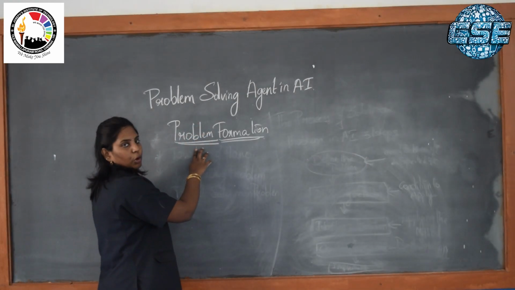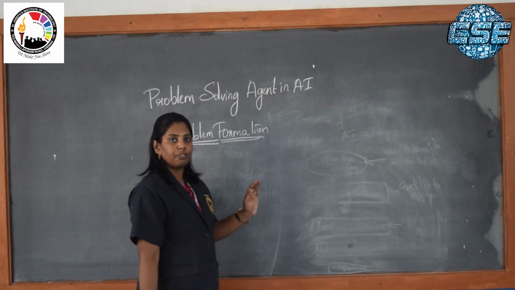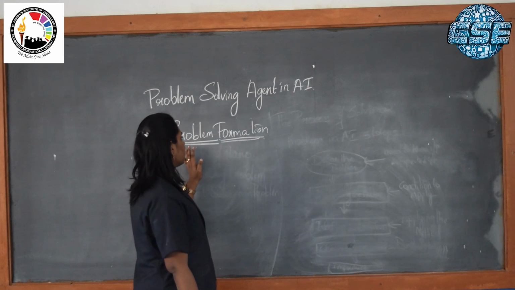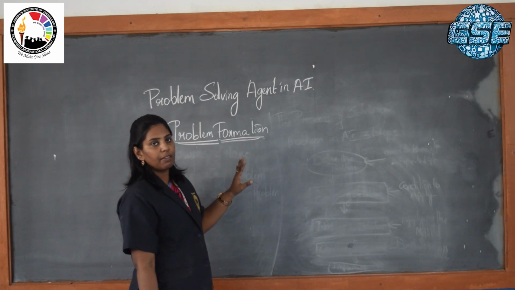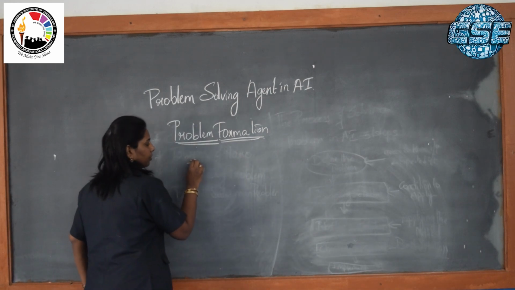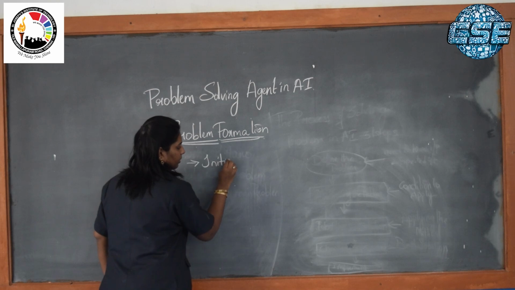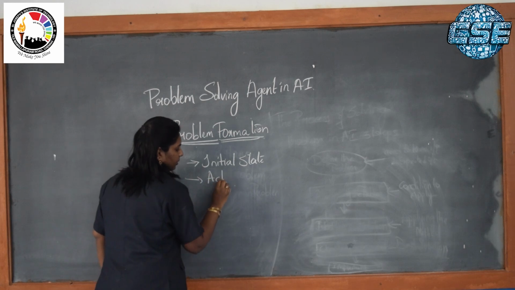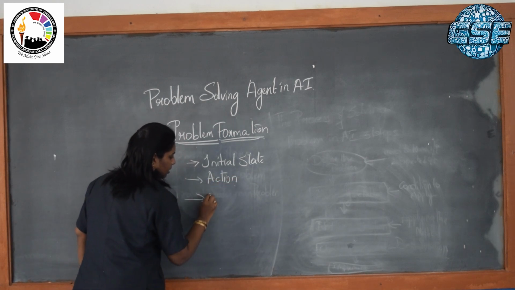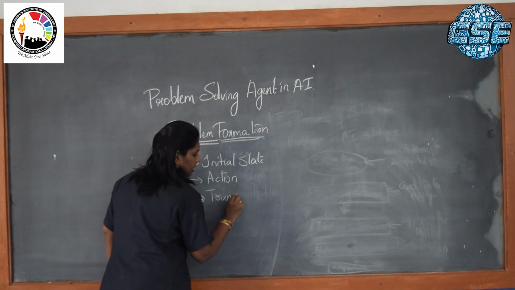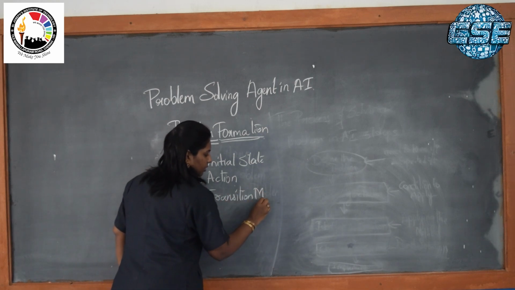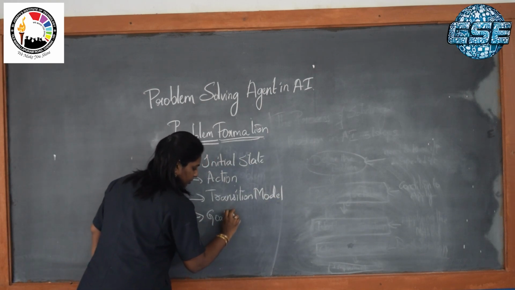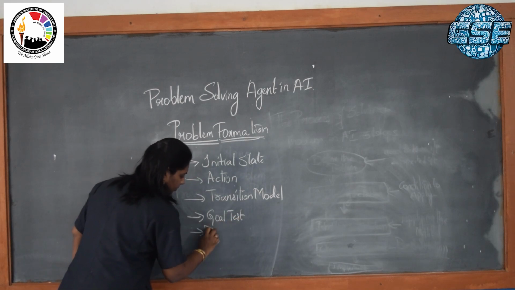Here we have defined the process in 5 steps. Next we will have problem formation. We have 5 components in problem formation: initial state, action, transition model, goal test, and path cost.